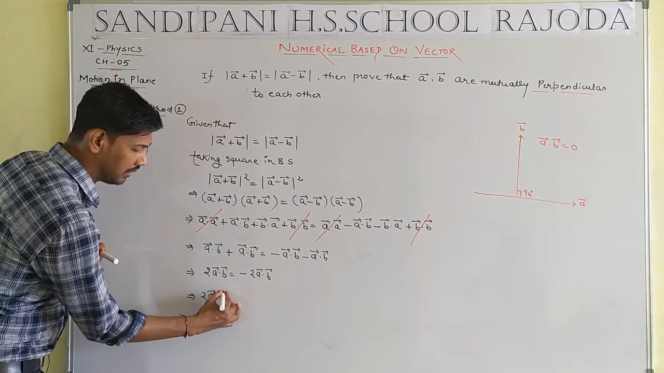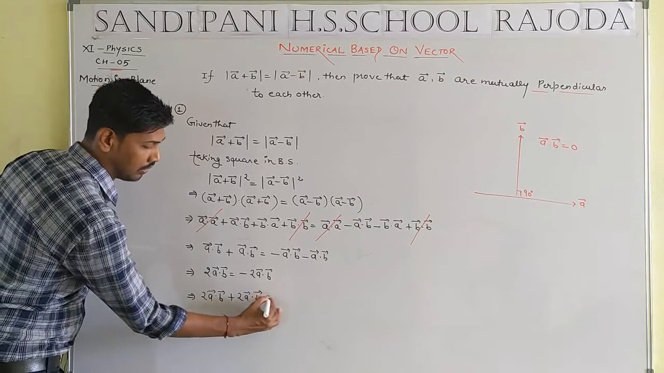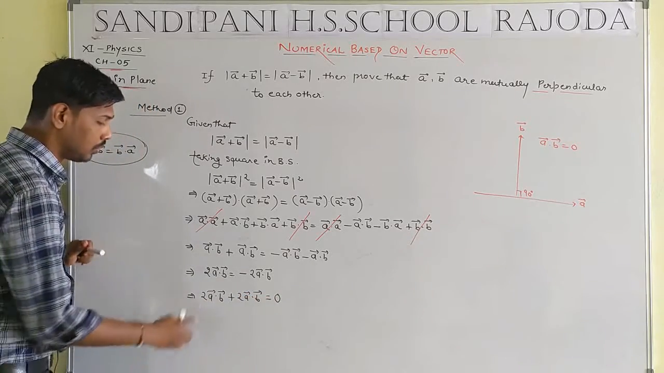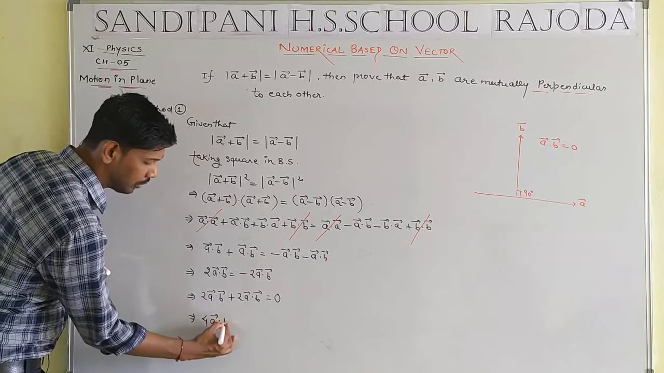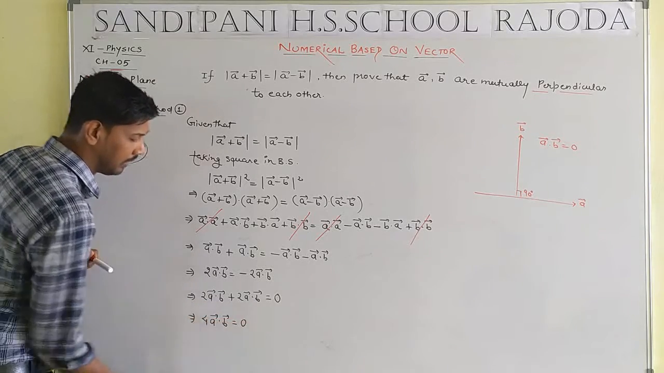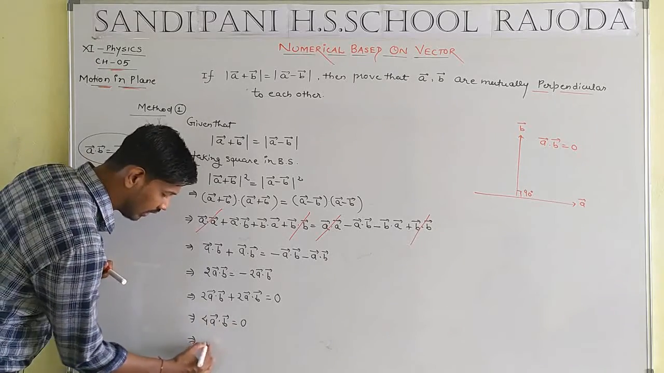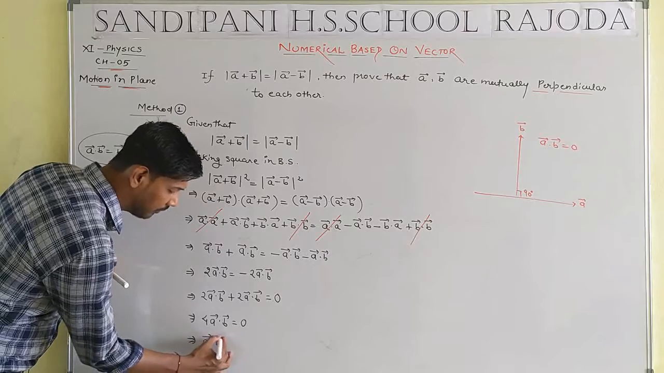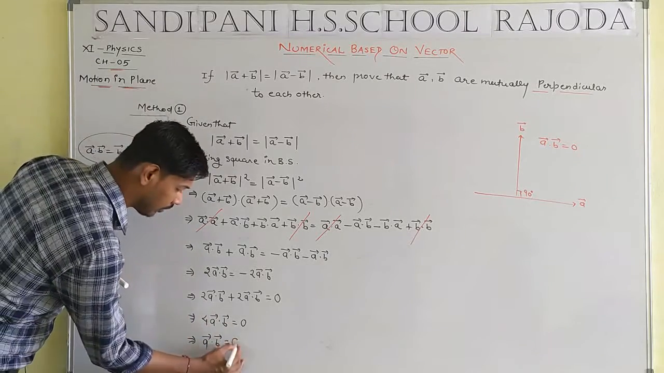2a dot b negative convert into the form of positive will be equal of 0. 2 times and 2 times will be equal of 4 times a dot b will be equal of 0. 4 is a coefficient, so as a denominator we getting the a dot b will be equal of 0 by 4. 0 by anything will be equal of 0.